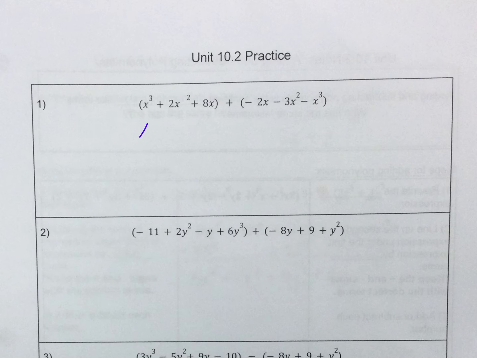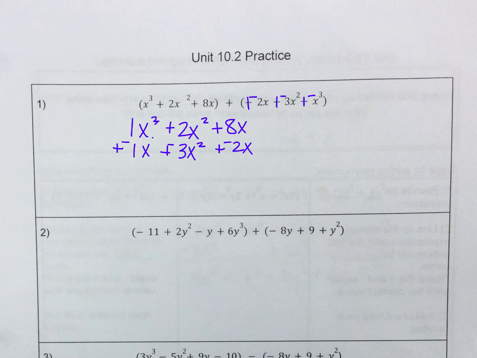All right, so step 1 is to copy the problem. Step 2 is to match it up under the other one. I made all those plus negatives, so I'm going to write plus negative 2x, plus negative 3x squared and plus negative 1x to the third.